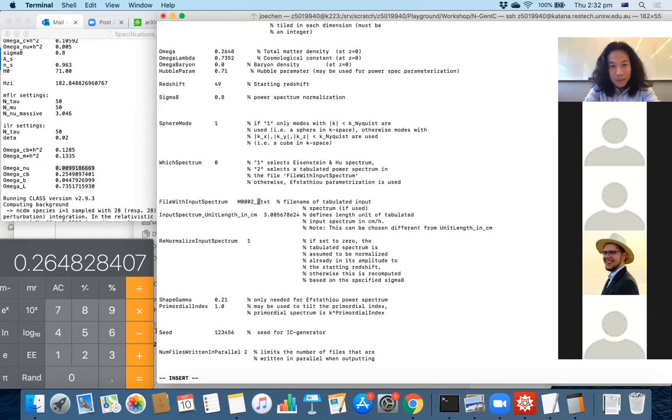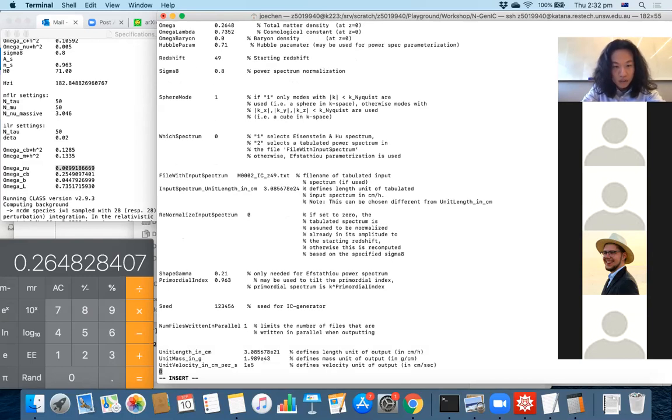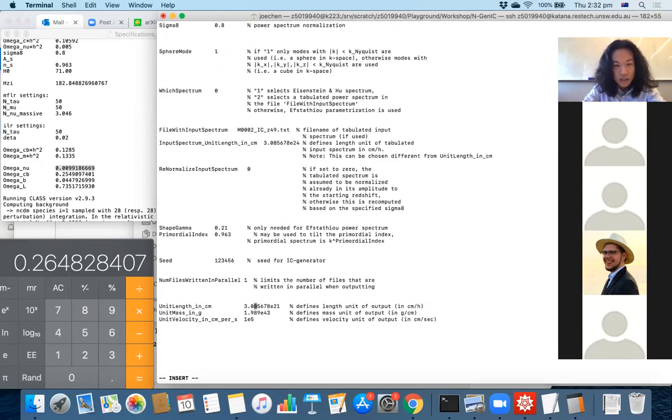Yeah, so the input file, I think it's called IC049. Renormalize this input spectrum, don't normalize it because we did it already. And we factored out the spectral index, so we have to put it in, so 0.963. Just call it the C12345 and just have one file running in parallel and change the length units to 24.